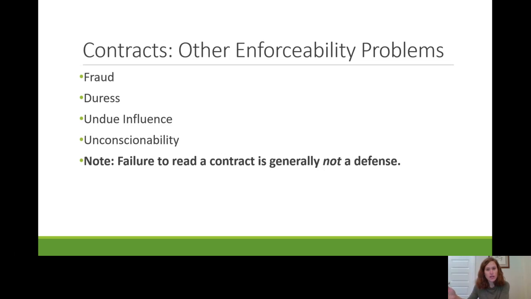But unless you're able to demonstrate that there's a term in the contract that is pretty outrageously unreasonable, pretty crazy, you're not going to be able to raise just the basic, well, I didn't read or I didn't understand the contract, as a defense.